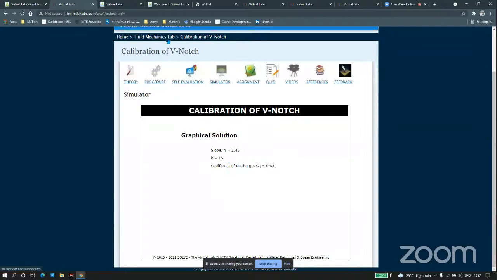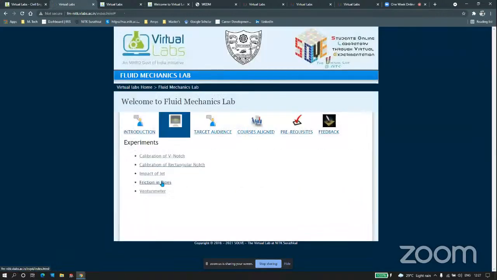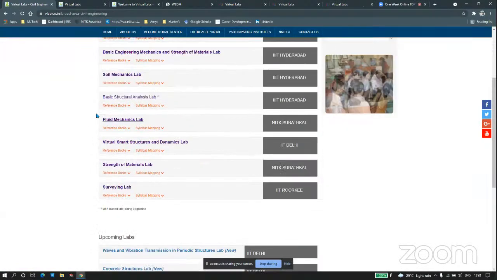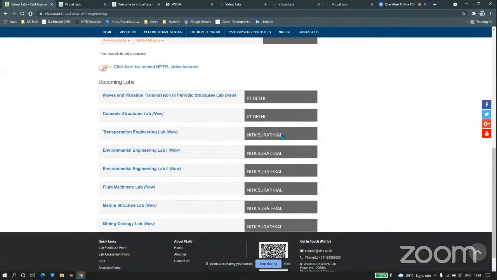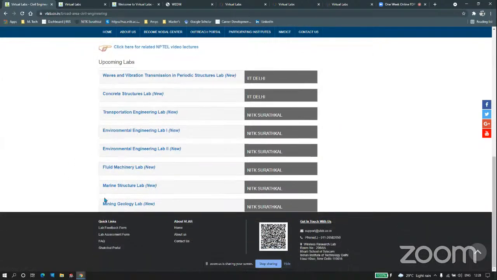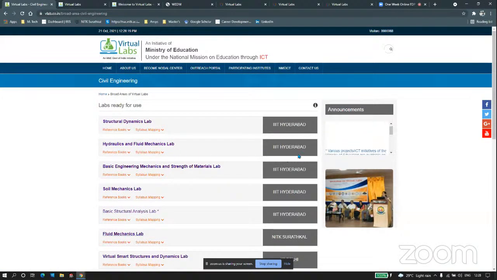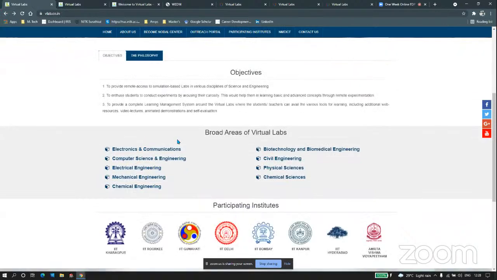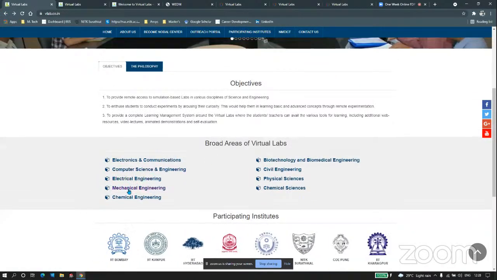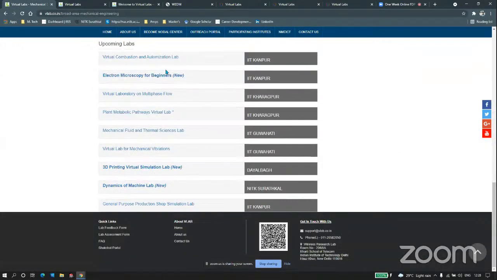Similarly, there are 4 more experiments in this lab. You can go through each of them. And there are more labs related to fluid mechanics, like fluid machinery labs and the hydraulics and fluid mechanics lab by IIT Hyderabad. Let me go to one of the metallurgy labs in mechanical engineering. There's a lab called electron microscopy for beginners by IIT Kanpur.